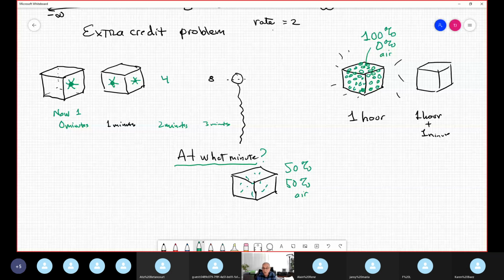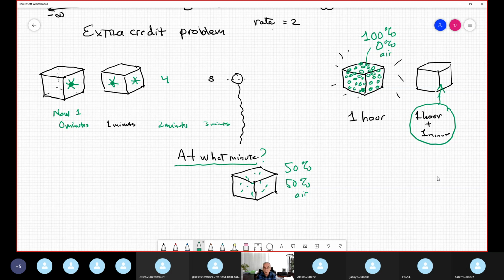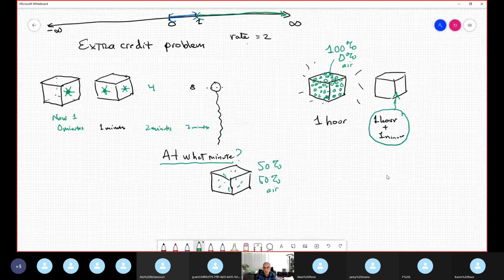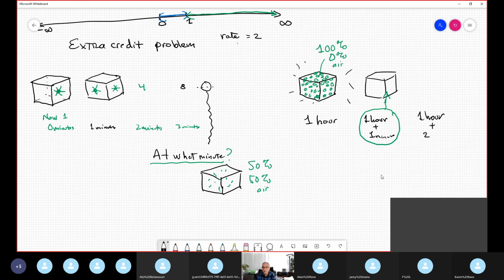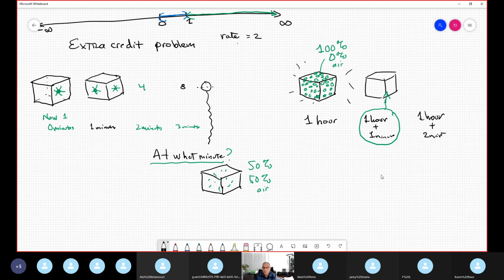And curiosity for another student: what happened in 1 hour and 1 minute? What is the situation here now? Suppose the science fiction box does not explode but clones in 2 and 3 and 4 and 5 boxes. And what happened in 1 hour plus 2 minutes? No answer now, email me the answer. And that's it, because the rest is similar. Okay, the extra credit included.